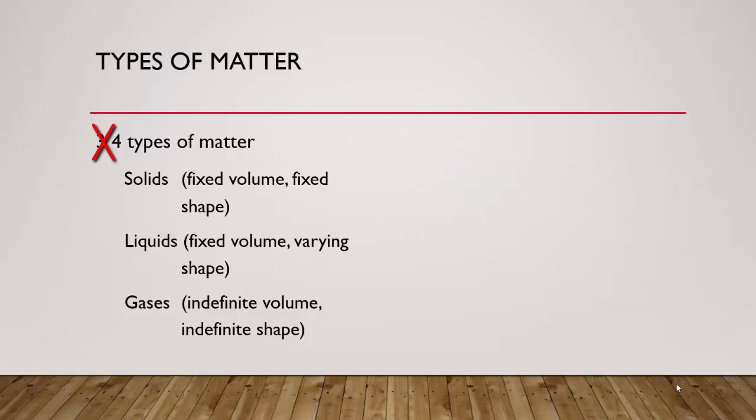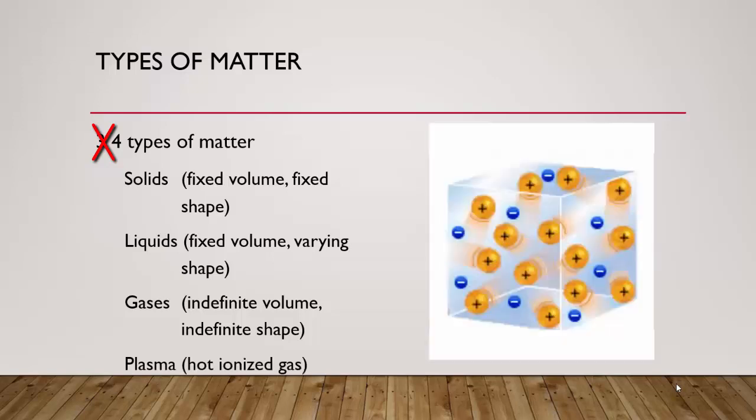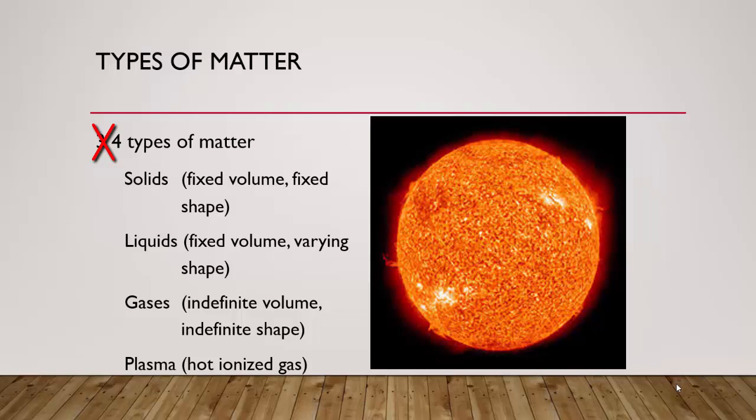But when you were in middle school, you may have been taught that there were four types of matter, and added to the previous three, there was plasma, which is hot ionized gas, which at the atomic level means the electrons are stripped off of the nucleus, and they all float around together. And this is some of the most common matter in the universe because it's what makes up stars.